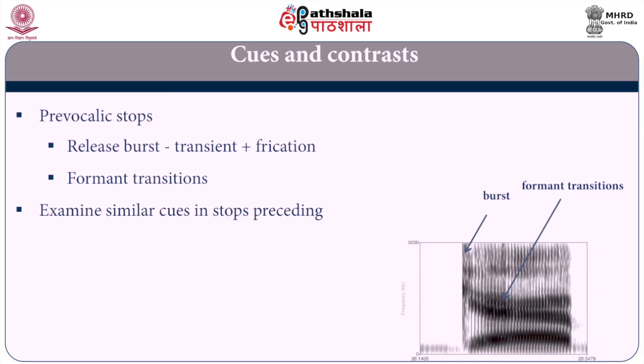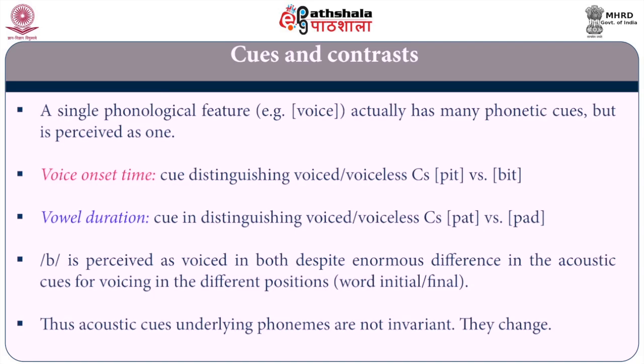In other words, take a single phonological feature like voice. I said p, t, k are voiceless, b, d, g are voiced, right? So voice is a very important universal phonetic feature. But the phonetic value of that voice can change from language to language, right? So when we say voice onset time, which I have already explained to you, the range can change across different languages.